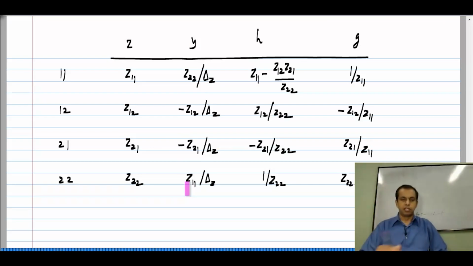Now, the point is, you can clearly see that if Z12 equals Z21, then Y12 will also be equal to Y21.